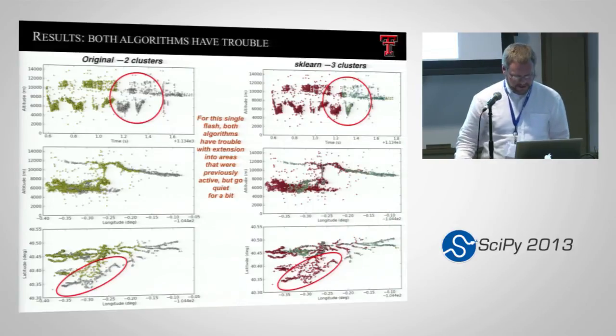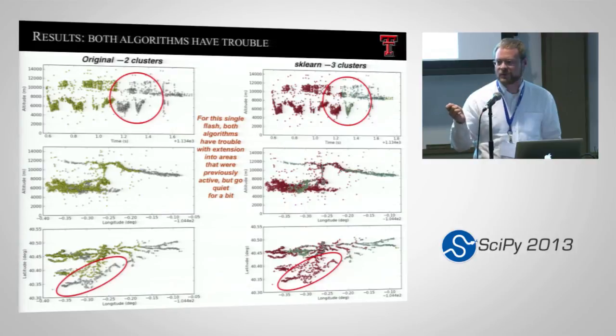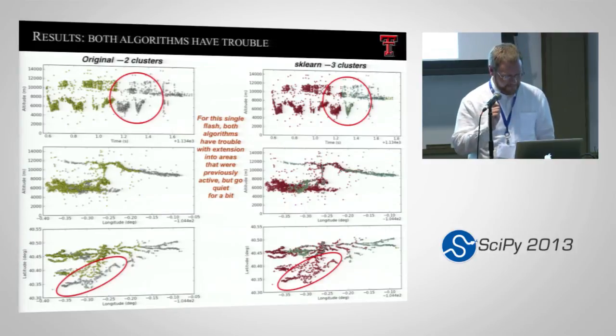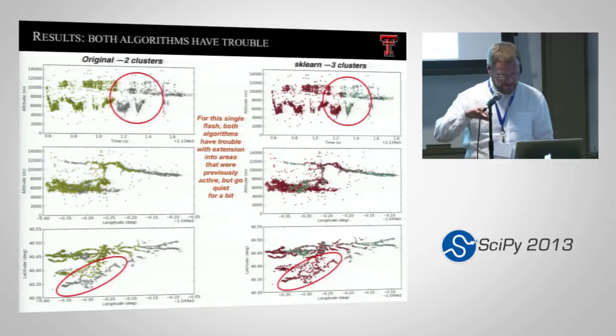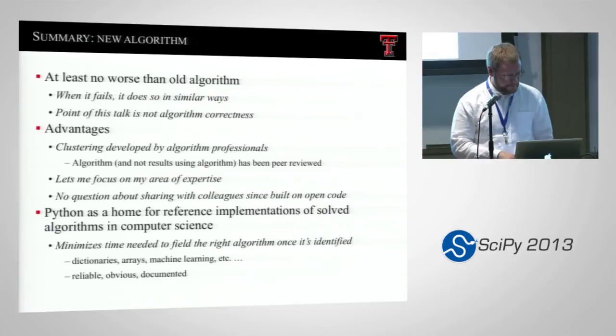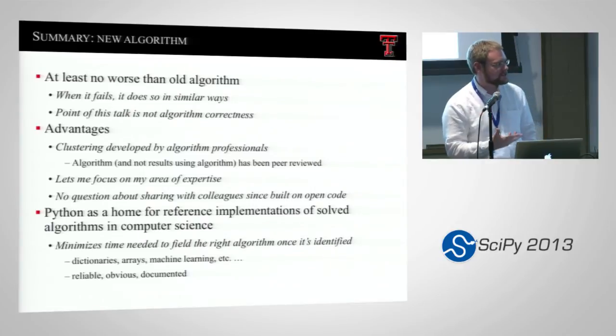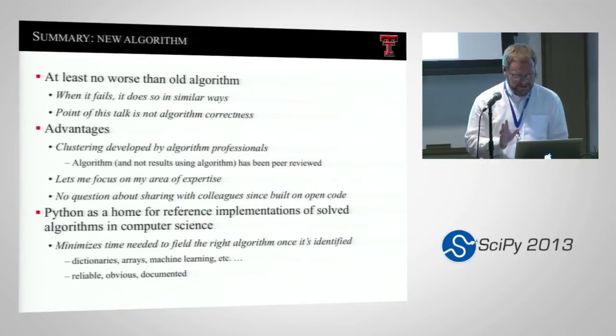Algorithmic details having been described, how does it work? Probably actually worse in this example than the original algorithm. But as I mentioned when we first looked at this lightning flash, there's these sort of pauses in the extension of the channel, and that causes some problems for the clustering algorithm. You can see both algorithms fail in about the same place on the flash, with the furthermost extents of those channels getting split off into new clusters. However, really this new implementation is no worse than the old algorithm, and when it fails, it does so in similar ways. And the point of this talk anyway is not the algorithm correctness.